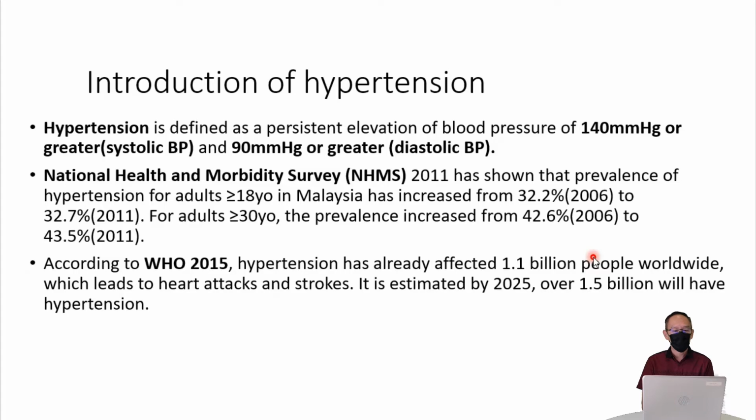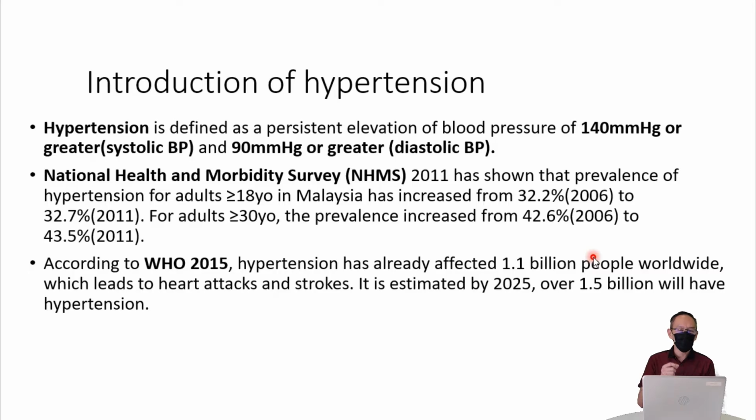Now, how common is it? If you look at the National Health and Morbidity Survey in Malaysia 2011, it showed that among adults above 18 years old, the prevalence of high blood pressure has increased from 32.2% in 2006 to 32.7% in 2011. But as we go to the older age group, to the age of 30, the prevalence, of course, has gone up from 32.2% to 42.6%. And over the years, it has gone up from 42.6% in 2006 to 43.5% in 2011.